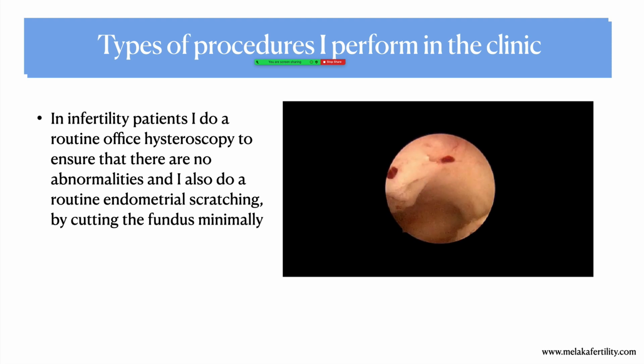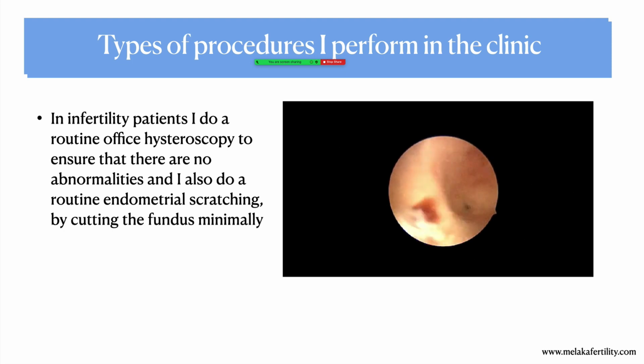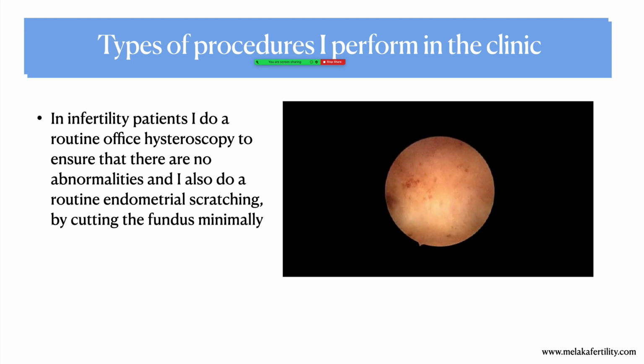And once you're in the cavity, you just look around. This is the left ostium, this is the right ostium, and looking around, the cavity looks perfectly normal. Then I place in a scissors, and I just make a small scratch. My scratching means just a light cut on the fundus of the uterus, and then the surgery is over. The instrument comes out, and the hysteroscope comes out, and I've finished the procedure.